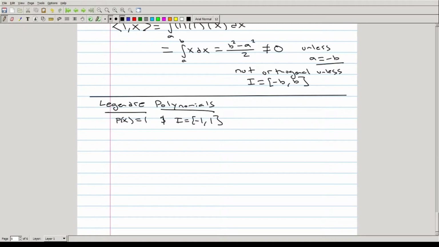But the Legendre polynomials can be defined in a number of different ways. They can be defined recursively. They can also be defined in terms of a nice formula. Pn of x is equal to 1 over 2 to the n times n factorial times the nth derivative of x squared minus 1 to the n. And the first couple of these I'll list as follows.